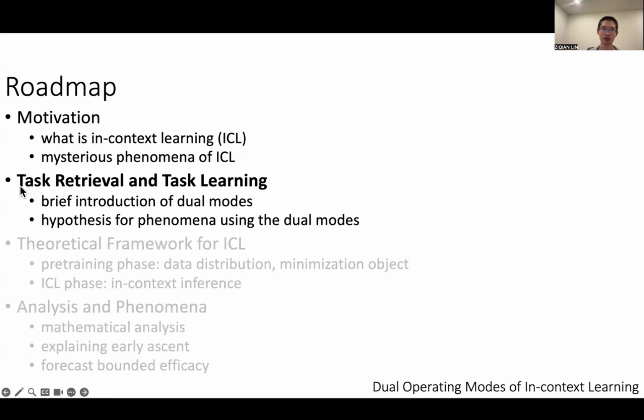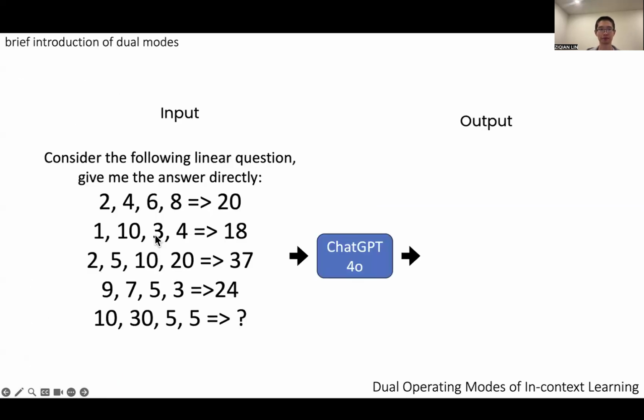I need to introduce task retrieval and task learning, and then use them to give hypotheses for the weird phenomenon. So let's see some examples first. Consider the following linear question, and I will ask the language model ChatGPT 4o to give me the answer directly. So we have 4 equations, and it's a linear question, so we have 4 coefficients. So ideally, we can solve the question. And we hope that the language model can give us the correct answer. So here, ChatGPT will give us the correct answer.